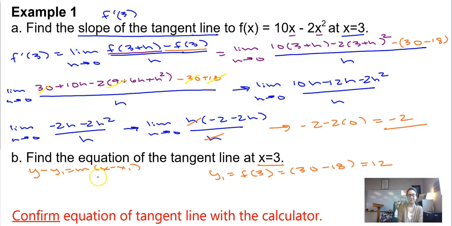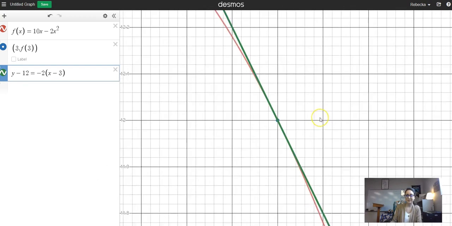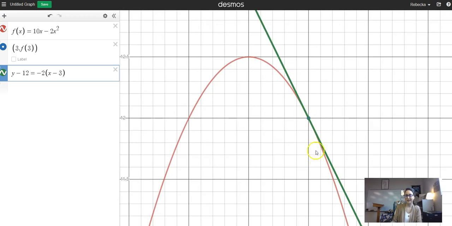So coming back to our point slope form here, we're going to get y minus 12 equals -2 times the quantity x minus 3 as our final answer. Let's confirm that equation with our calculator. All right, so here is our function. Here's our tangent line. Zoomed in enough, these two should start to look identical at that point of tangency, so this looks great. If I zoom back out, you can see that it hugs the curve really nicely right at the point (3, 12). So we did good.